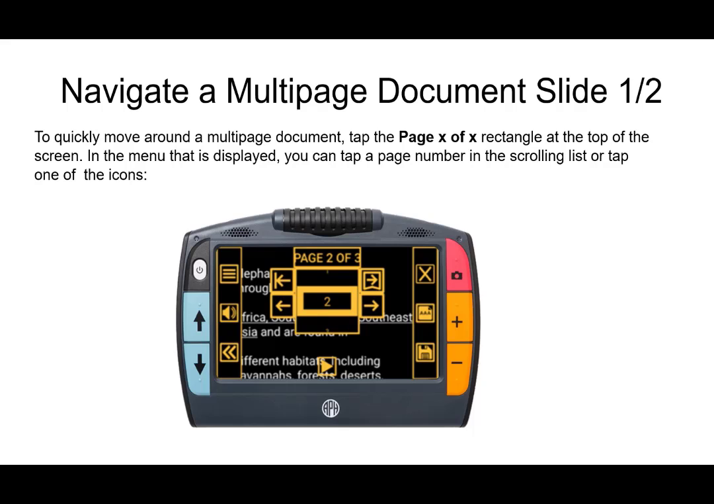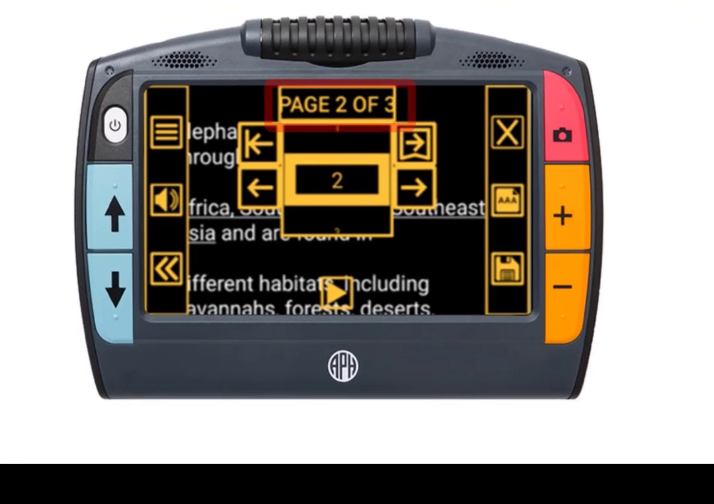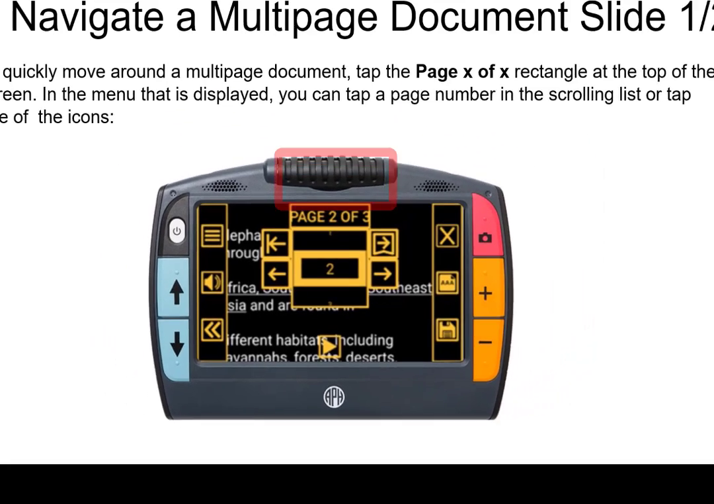We've talked about how to capture a multi-page document, but we haven't really talked about how to navigate one when it's open, and this is what we're going to do right now. To quickly move around a multi-page document, you're going to tap the center top of the screen where it'll say page X of X, something like page 1 of 2, page 2 of 8, and that rectangle at the top. In that menu are displayed some options. For example, in the middle, you can tap a page number in the scrolling list and use your finger to scroll, or you can use one of the button options that we're going to talk about here.